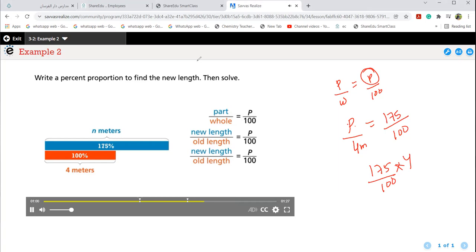The new length of the room is the variable n. The old length of the room is 4 meters. The percent, P, is 175. To solve the equation, multiply both sides by 4. Simplify the equation. You know very well that it's 1.75 multiplied by 4, right?